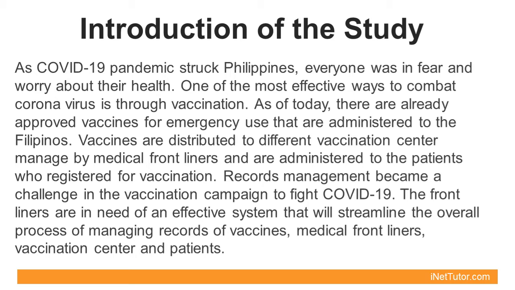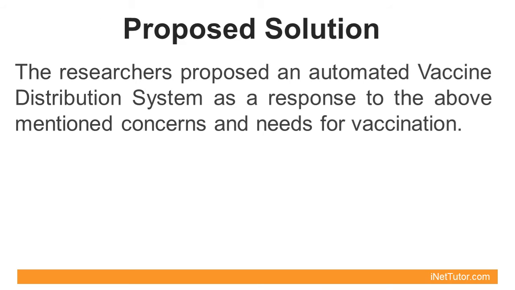The frontliners are in need of an effective system that will streamline the overall process of managing records of vaccines, medical frontliners, vaccination center and patients. The researchers proposed an automated vaccine distribution system as a response to the above-mentioned concerns and needs for vaccination. The system will automate the process of recording numbers of distributed vaccines and vaccinated patients.